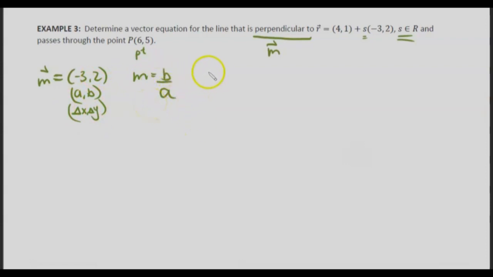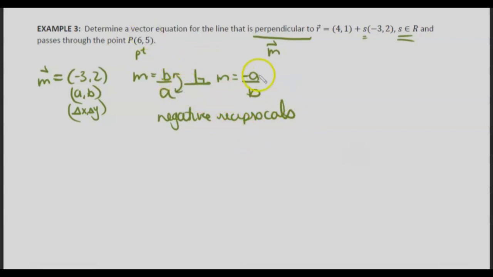Now, when you're thinking perpendicular, you're thinking perpendicular would be negative A over B. They're negative reciprocals. And all that means is that we've negated this B over A, it would have been negative B over A, and then we take the reciprocal. So we take B over A and we flip it.